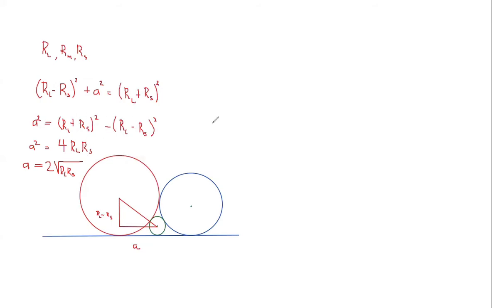So we continue to do the same thing for the other two circles. So here again, we join the two centers. So this length, again, is the hypotenuse of a right angle triangle, and the length is RM for the medium size circle plus RS for the small circle. We complete a right angle triangle.